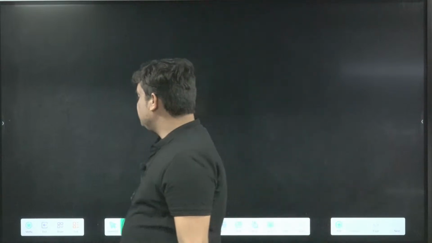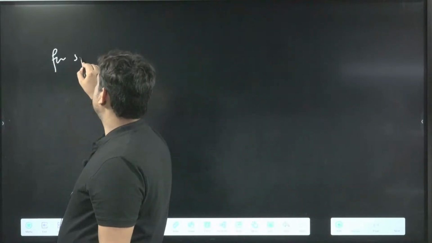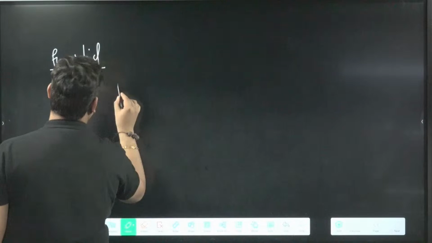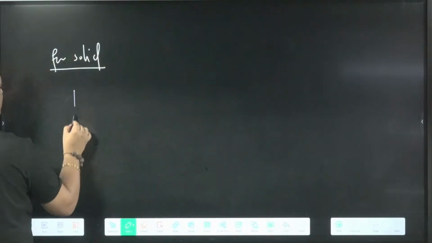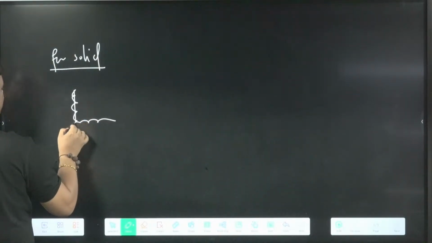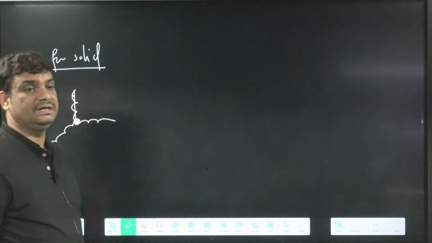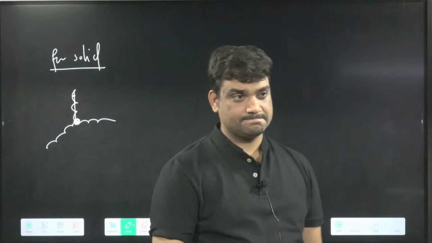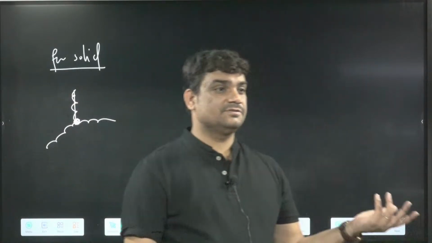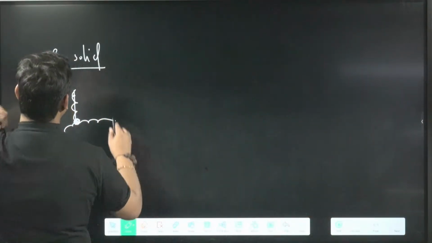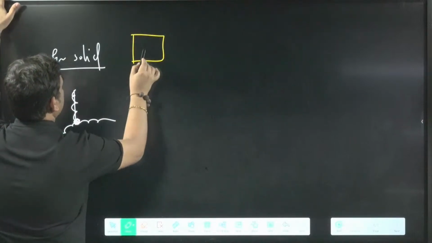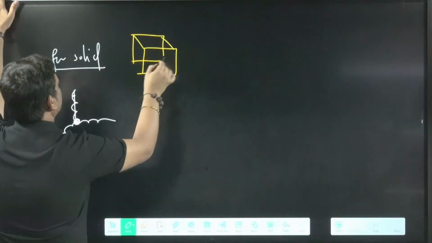If I say for solid, I can ask like this: for solid, basically how much degree of freedom? What will be the degree of freedom for solid? You can say, sir, the degree of freedom for the solid will be 6, because of the solid structure we can say here this way.